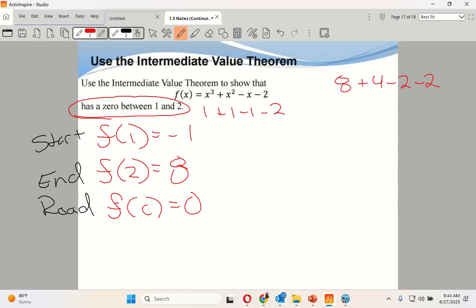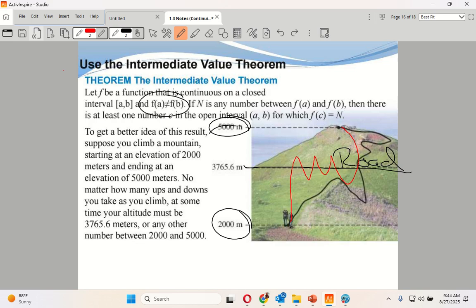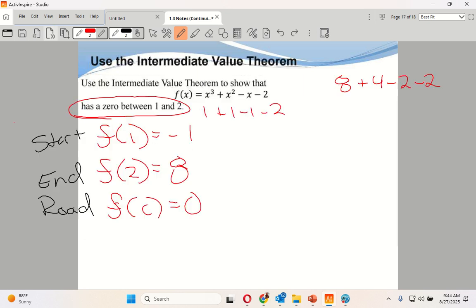But if it wasn't, it could be between two negatives. See this right here? We have 2 positives in this problem, right? So my start was at 2,000, my road is at 3,065.6, and my end is at 5,000. There we go. So yeah, the road's in between those two, right? It will say where is it crossing, or does it cross this number?